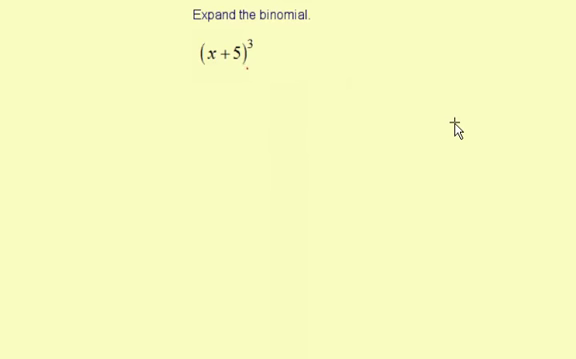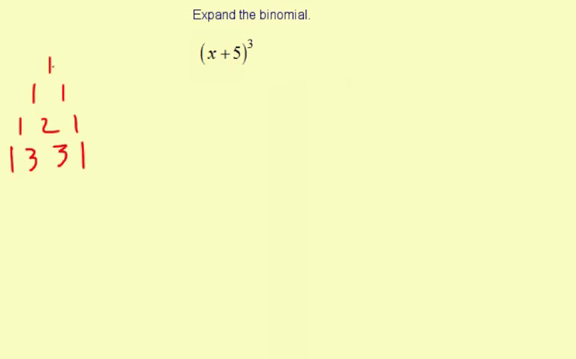Expand the binomial (x + 5) to the third power. When doing a binomial expansion, I like to start off by drawing a little bit of Pascal's triangle. So 1, 1, 1, 1, 2, 1, 1, 3, 3, 1.